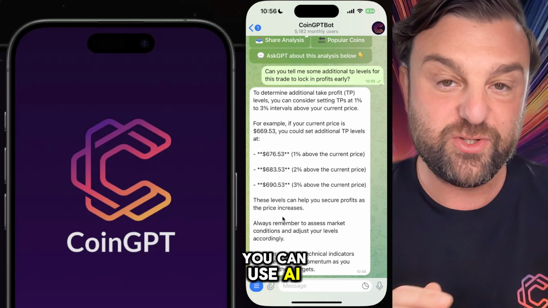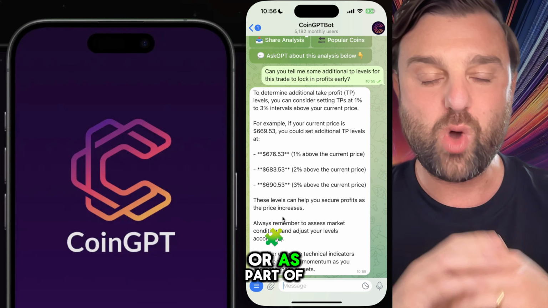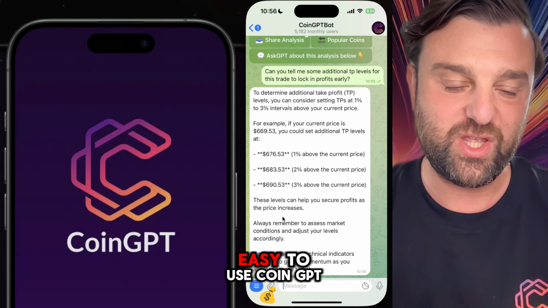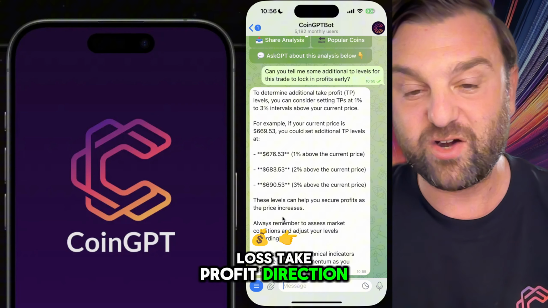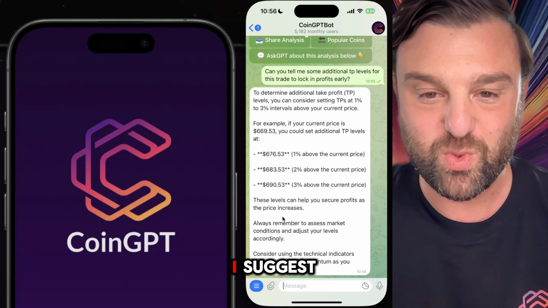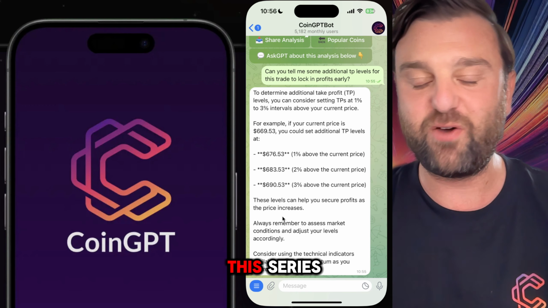So this is how you can use AI for free on Telegram, all as part of one very cool, easy to use CoinGPT Telegram bot. Tells you the stop loss, take profit, direction. You can do many more things as well. I suggest check out the other videos as part of this series.